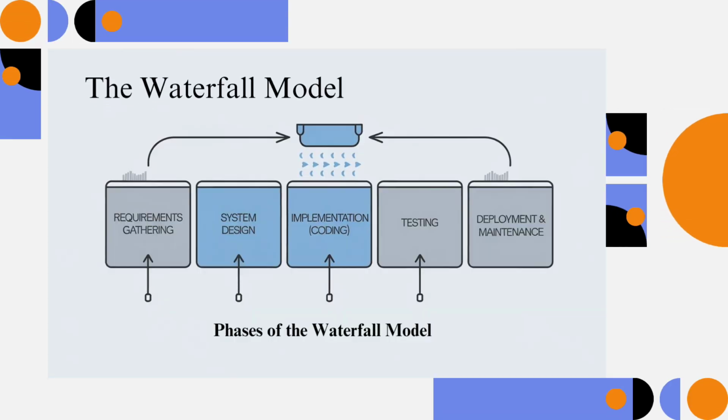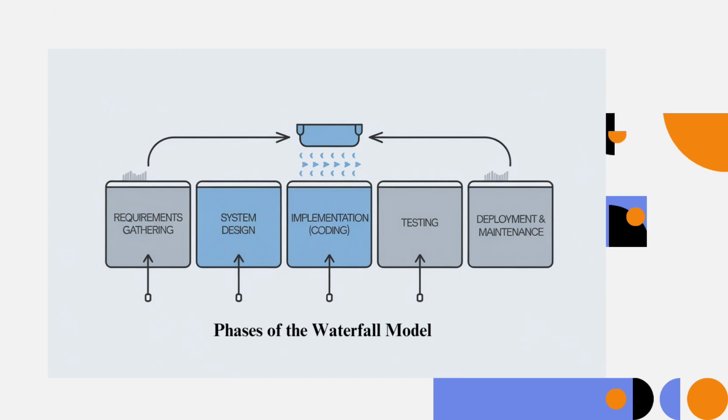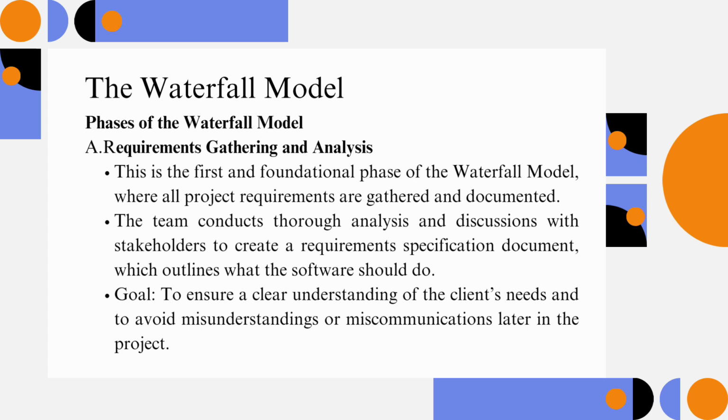Phases of the Waterfall Model. The Waterfall Model consists of 5 main phases. A. Requirements gathering and analysis. This is the first and foundational phase of the Waterfall Model, where all project requirements are gathered and documented. The team conducts thorough analysis and discussions with stakeholders to create a requirements specification document, which outlines what the software should do. Goal: to ensure a clear understanding of the client's needs and to avoid misunderstandings or miscommunications later in the project.